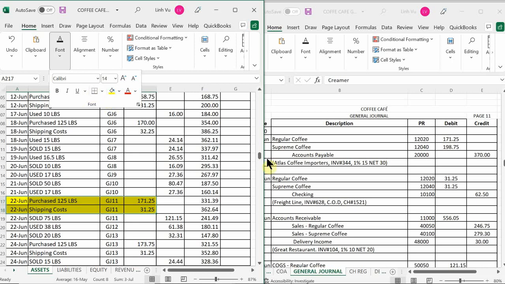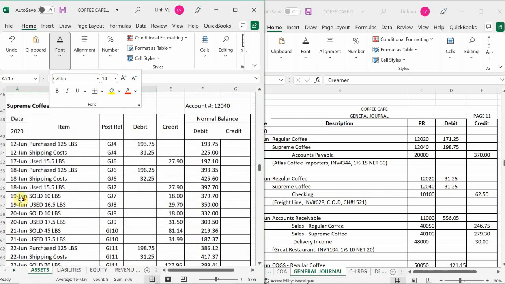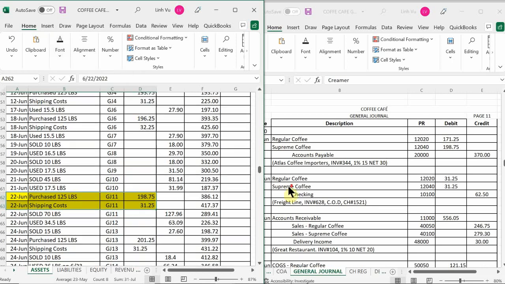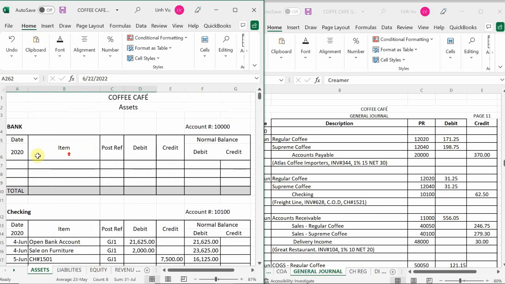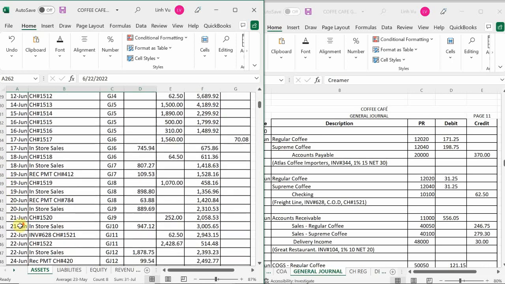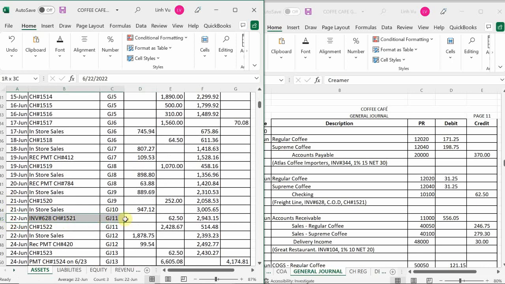We have our supreme coffee as well. For $198. Yes, and $31.25. Okay. And then we have our checking for the $62.50. So in this case, $62.50. So that is true.